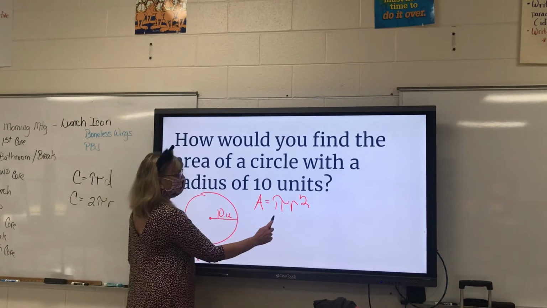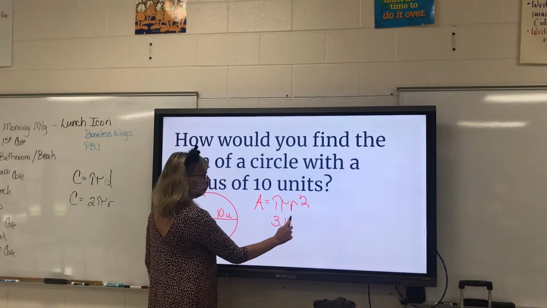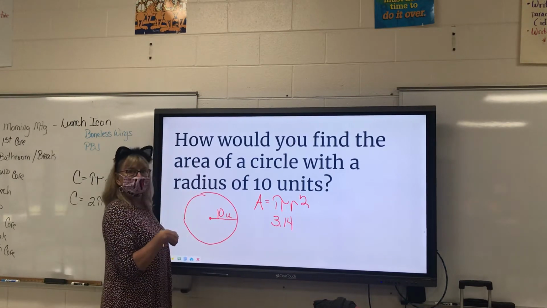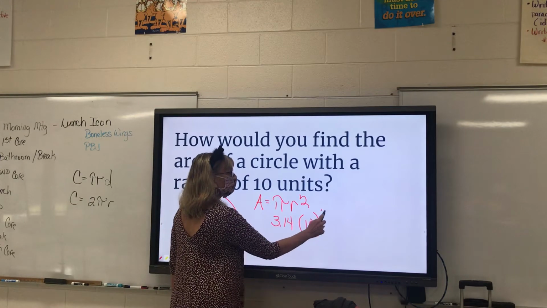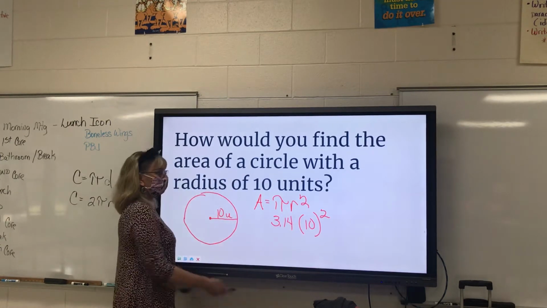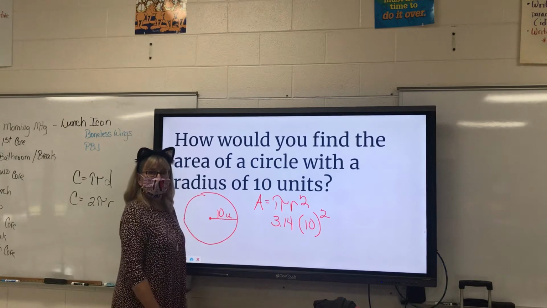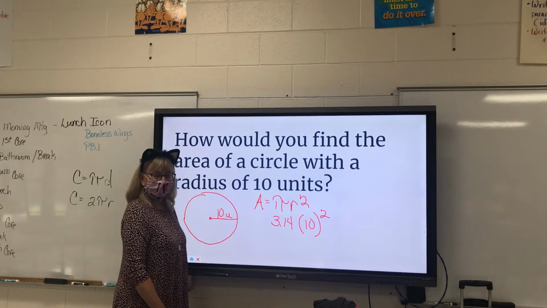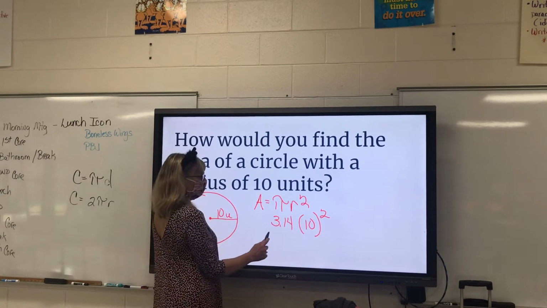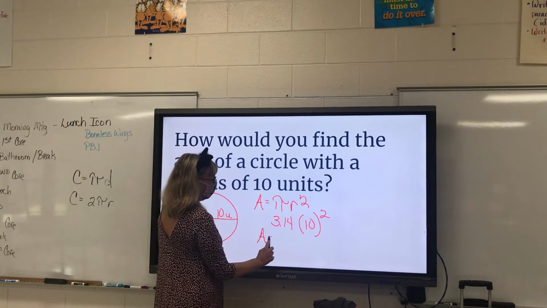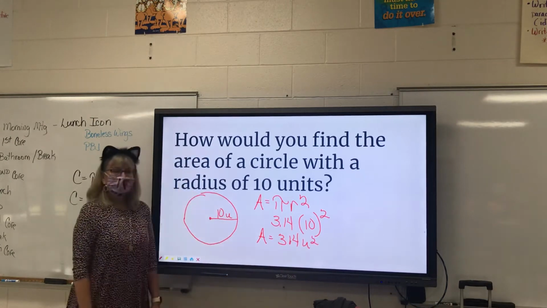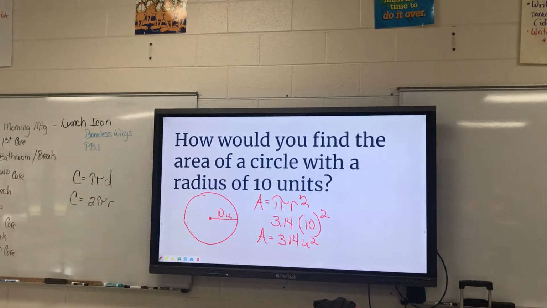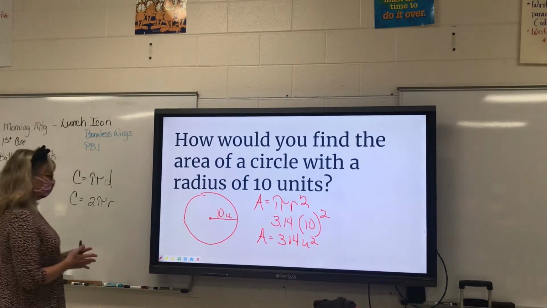All right, so we're going to use 3.14 for pi. What's the radius of this circle? 10. Okay, and we're going to square that 10. So what is 10 squared? 10 times 10 is 100. And what's 100 times 3.14? So this will have an area of 314 units squared. Okay, does that make sense? Yes. Okay.